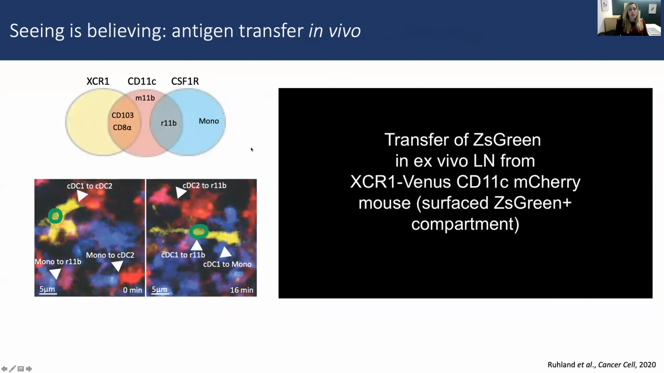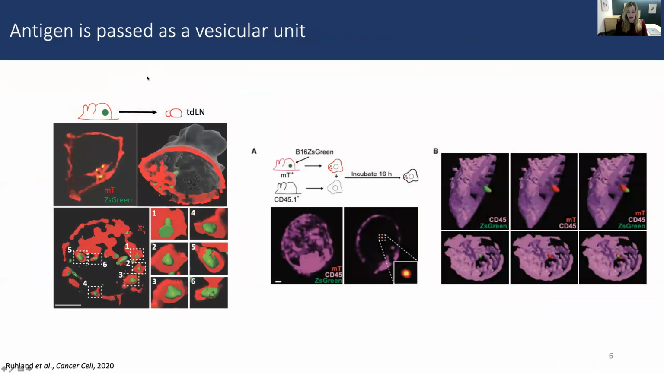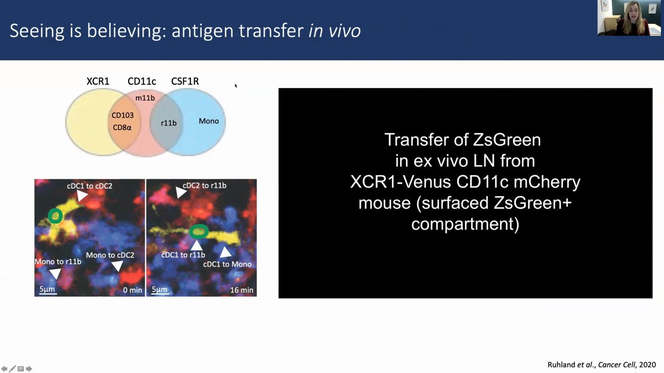And so we did a number of different imaging experiments, but to start off, I'll share with you the data from in vivo. Can we actually capture the event of antigen trafficking in vivo and visualize the passing process to get an idea of how that antigen is moving? So we used a triple reporter mouse that expresses XCR1 Venus, CD11c mCherry, and CSF1 receptor drives the expression of CFP. Using this triple reporter mouse, we give them B16 ZsGreen tumors and then look at the tumor draining lymph node and see if we can capture that passing event.